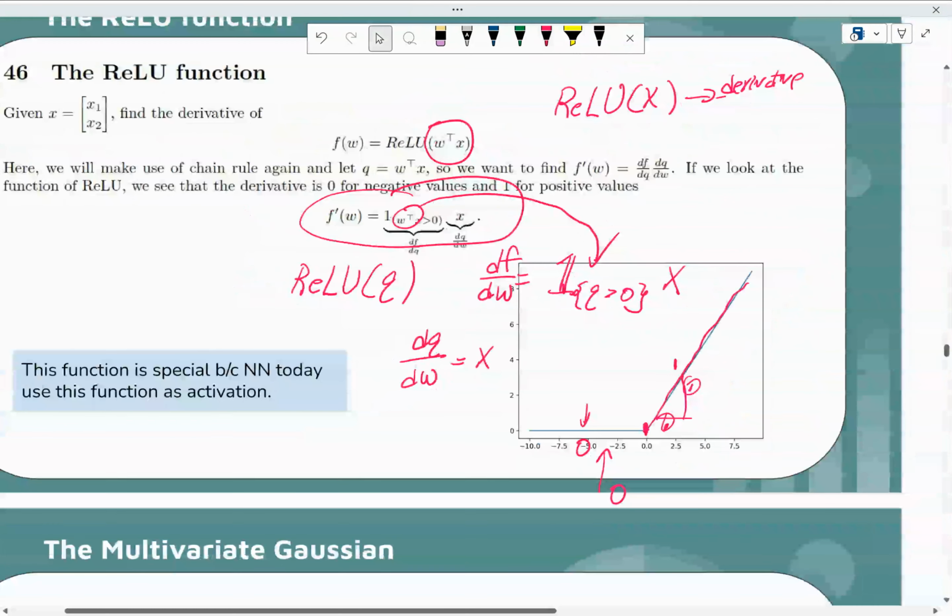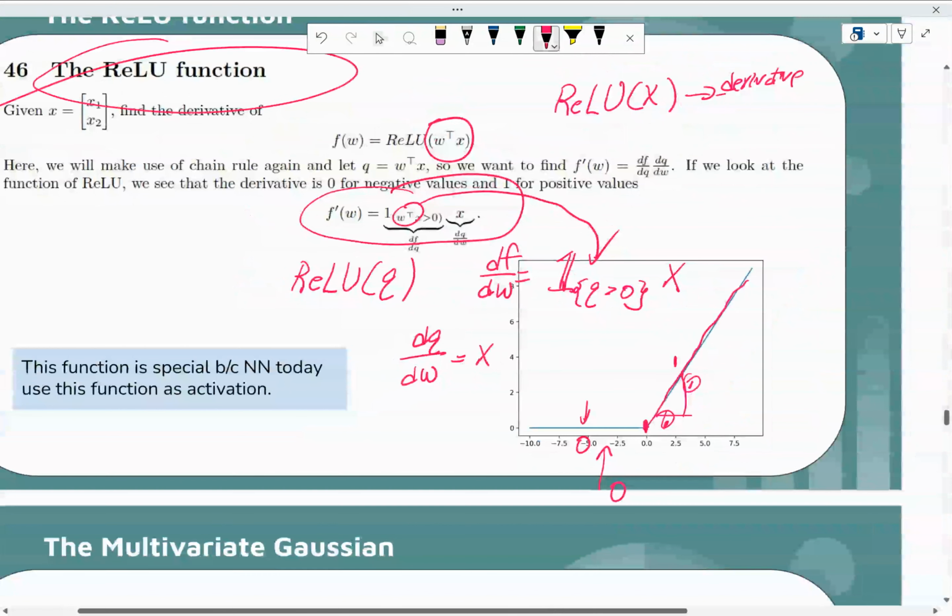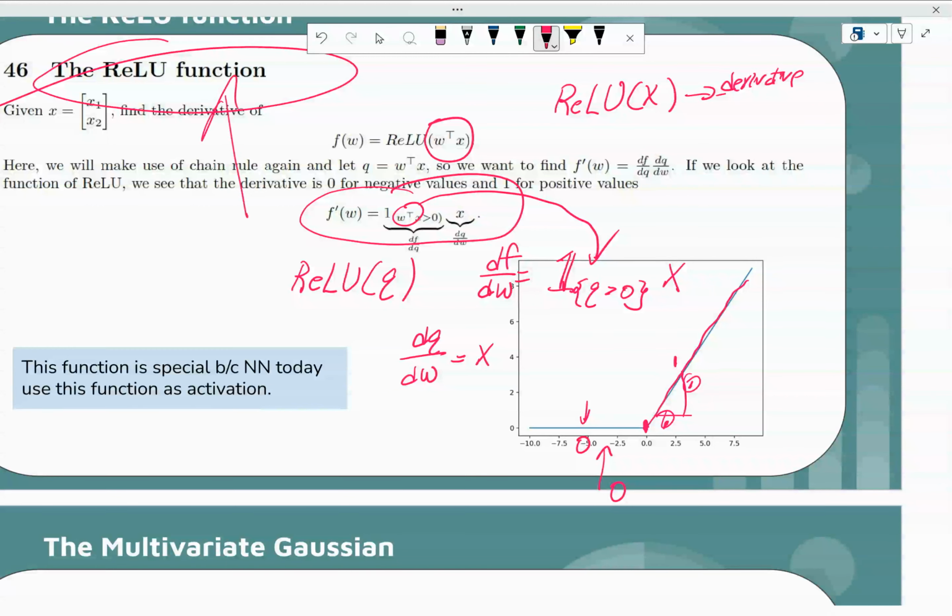Now, ReLU is a really important function for modern neural networks. Basically, within neural networks, there are these things called activation functions. And the function they use in today's neural networks are all ReLU. So, and therefore, taking the derivative is very, very important with them.